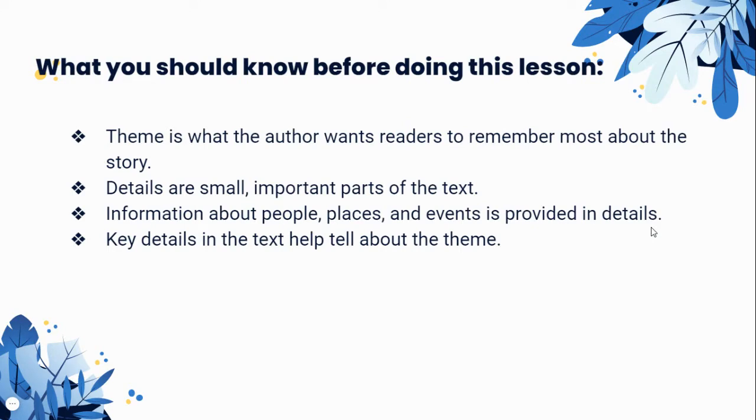What you should know before doing this lesson. Theme is what the author wants readers to remember most about the story. Details are small, important parts of the text. Information about people, places, and events is provided in details. Key details in the text help tell about the theme.